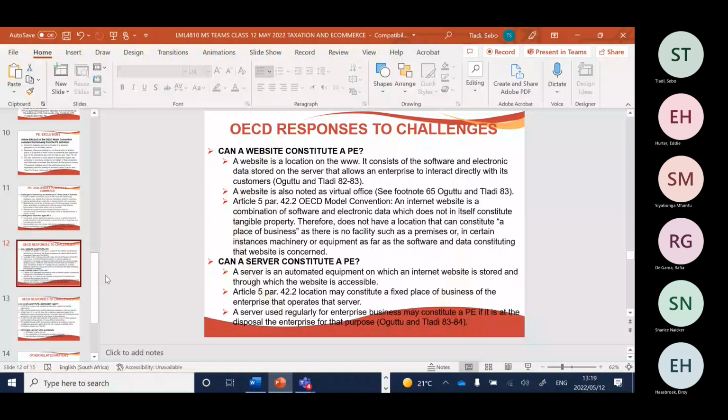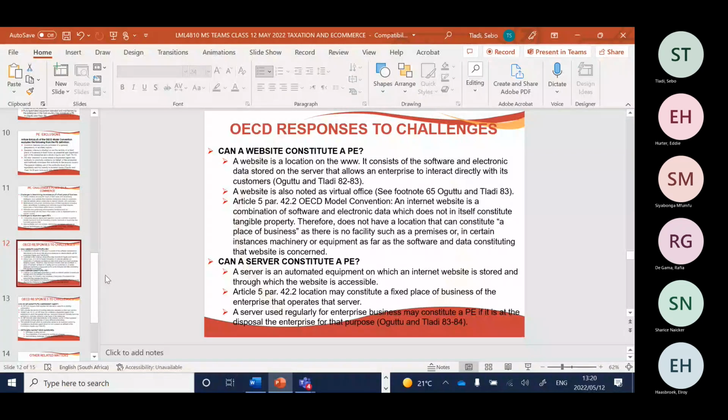And the next question then is whether a website can constitute a PE, looking at those provisions in that article. Second one is, can a server constitute a PE? And here, a server is automated equipment on which an internet website is stored and through which the website is accessible. Article 5, paragraph 42.2 of the OECD Model Convention states that a location may constitute a fixed place of business of the enterprise that operates that server, and that a server used regularly for enterprise business may constitute a PE if it is at the disposal of the enterprise for that purpose.